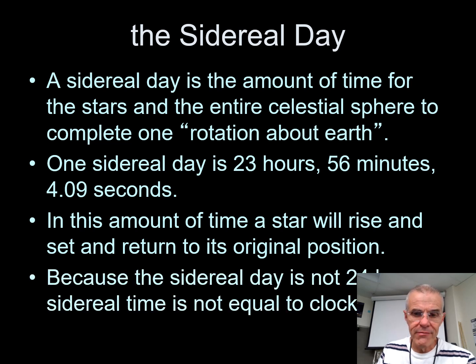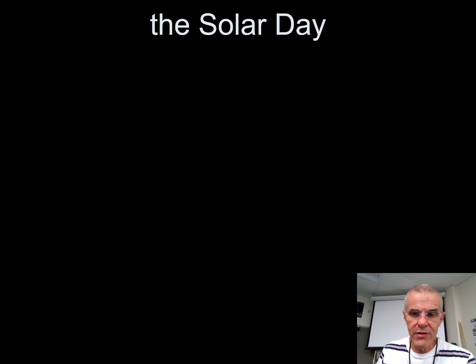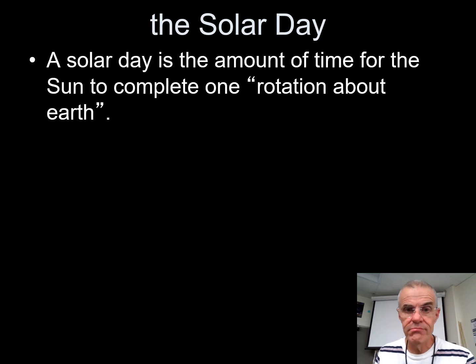What is a regular day? What are our clocks based on? Well, the clock on the wall is based on the sun. That's called the solar day. If we're going to give a special name to a day of stars, we need a name for what we call a day normally. What is a regular day?